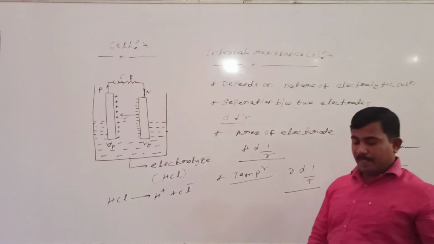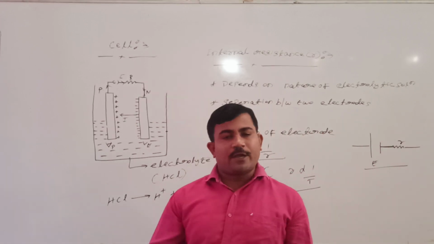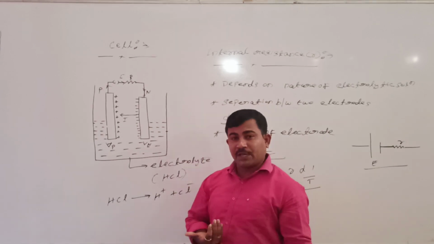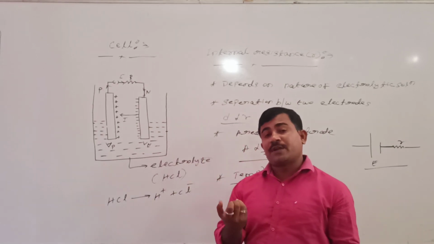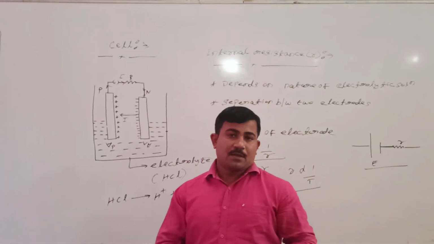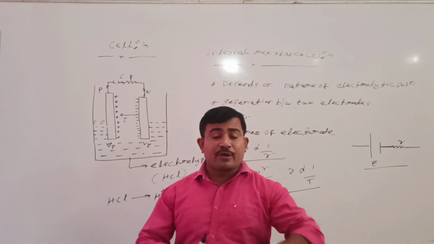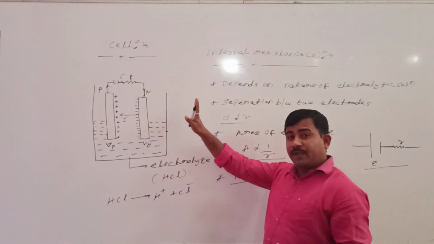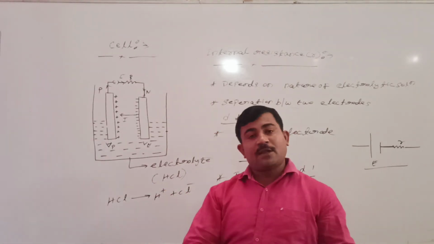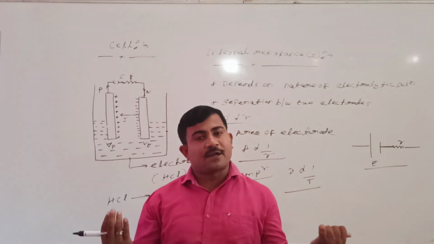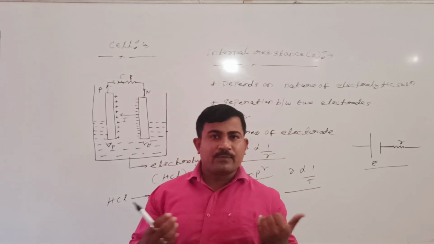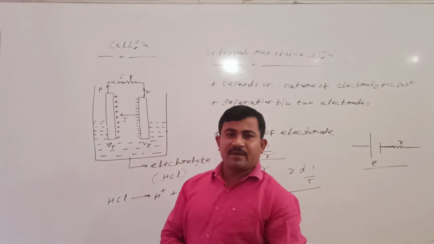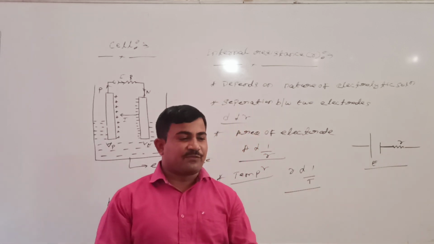But students, here we observe three physical terms. One is the EMF, the second is the terminal potential difference, and the third is the internal resistance. When current is drawn from the cell, we can observe the relation between EMF, terminal potential difference, and internal resistance of the cell. That we will see now, simply, the relation between EMF and the terminal potential difference.